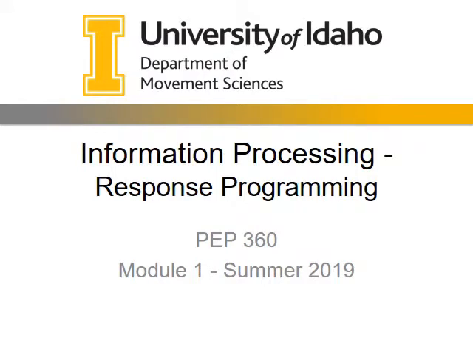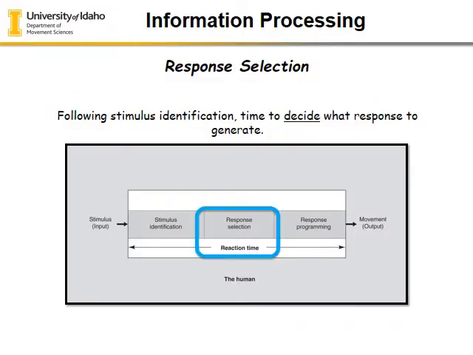Let's begin the second portion of information processing, and that is response programming. That is the second area, right here in the middle section of the reaction time. This is where you have passed the stage of stimulus identification, and now it's time to decide which response to generate, right?